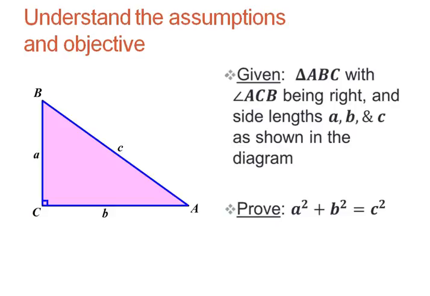First, let's understand the diagram, understand what we're given, and of course what we have to prove. We're given a right triangle. We're going to call it ABC. We're going to put the right angle at C. We're going to use the lowercase letters a, b, and c to represent the sides of the triangle, and we're going to put the lowercase a opposite the uppercase A, the lowercase b opposite the uppercase B, and the lowercase c opposite the uppercase C. This is a common geometric convention to keep diagrams consistent across multiple authors. Of course, we have to prove that a squared plus b squared equals c squared.